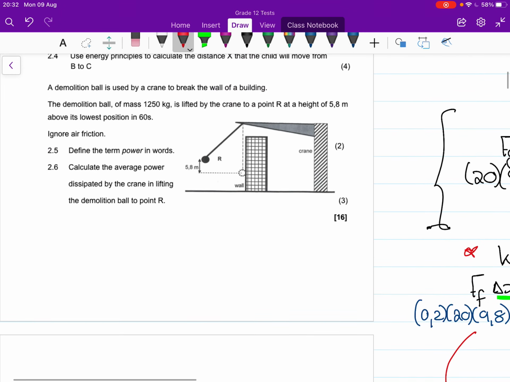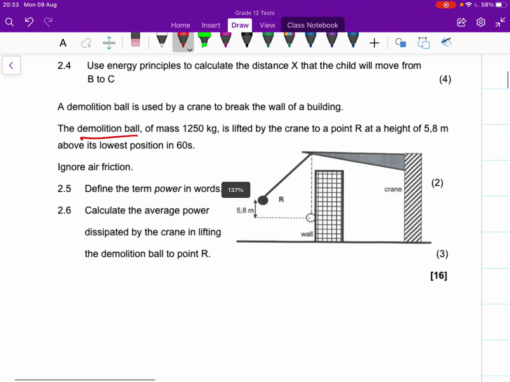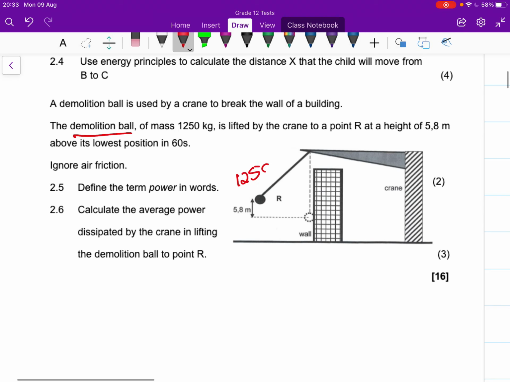Then, the demolition ball is used by a crane to break the wall of a building. The demolition ball of mass 1,250 kilograms is lifted by the crane to a point R. Now, guys, here I needed you to recognize that this is a pendulum. It's going to go in a circular motion. The wrecking ball was not lifted vertically, it was lifted at an angle.